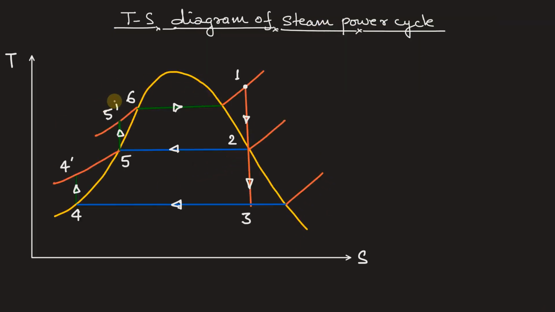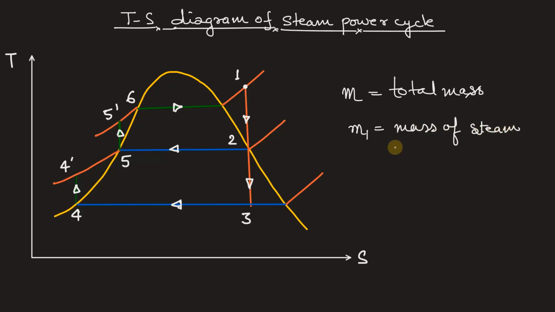Now here in this TS diagram, the input bleed to the feed water heater from the turbine is at state 2. And it's given that process 3 to 4 occurs in the condenser. Let's say the total mass is M. And let M1 be the mass of steam that bleeds from the turbine. So bleed mass will be from state 2 to 5. So let's write here M1. And the remaining mass will pass through the condenser, that is M minus M1.